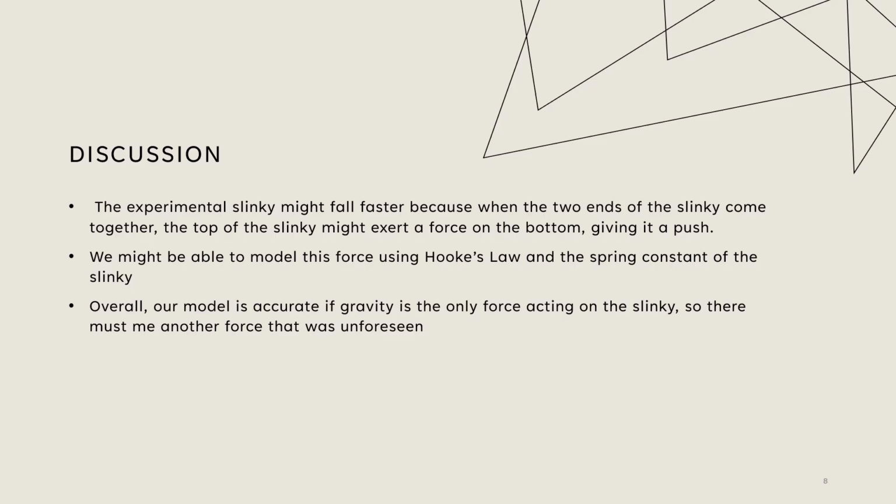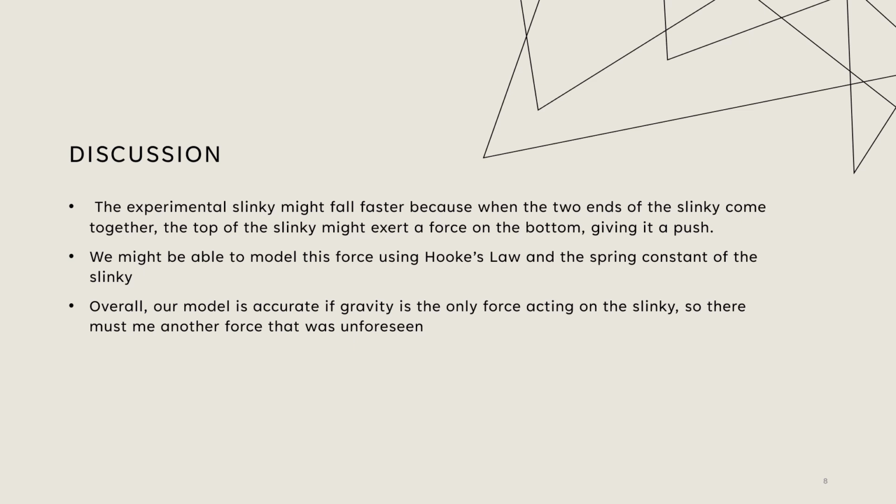Okay, so the experimental slinky might fall faster because when the two ends of the slinky come together, the top of the slinky might exert a force on the bottom of the slinky, giving it a little push, and therefore that would make it fall a bit faster as it would have more momentum. And then we might be able to model this force using Hooke's law, which is the spring force equals negative kx. And then we would need the spring constant of the slinky to do that. And then overall, our model is accurate if gravity is the only force acting on the slinky. So there must be another force that was unforeseen and unaccounted for, which would have caused the slinky to fall faster like we saw that it did in our experimental model.